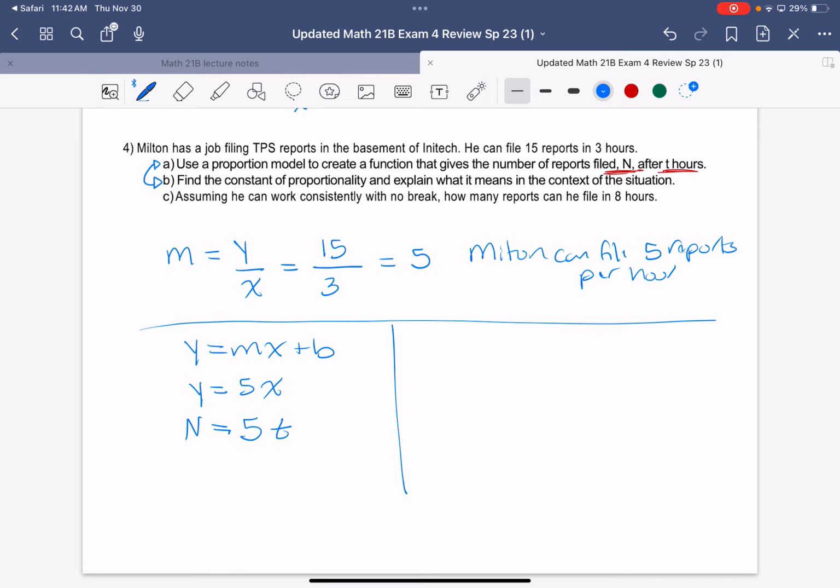Lastly, assuming he can work consistently with no break, how many reports can he file in 8 hours? What do we do with that 8? Do we plug it in for n or for t? The t, because it's 8 hours. So the number of reports is equal to 5 times 8, which is 40. So in 8 hours, he's able to file 40 reports. Sorry, I know I wrote that weird. Any questions there?